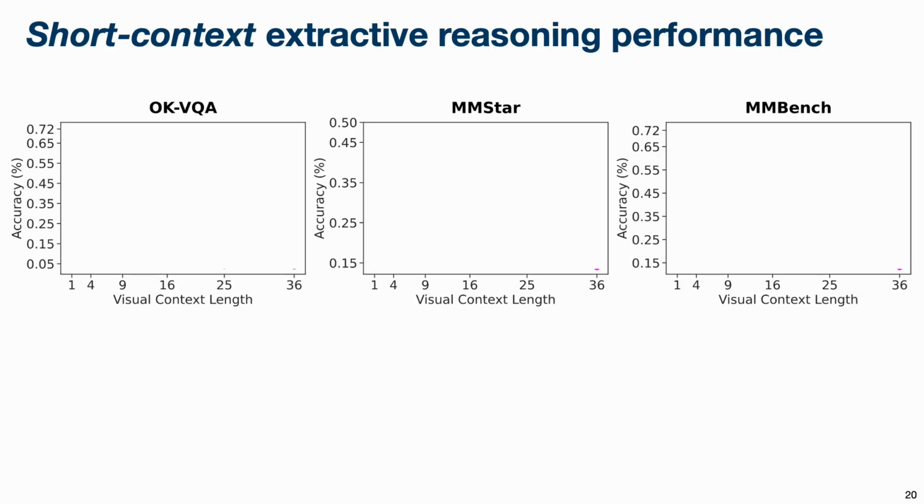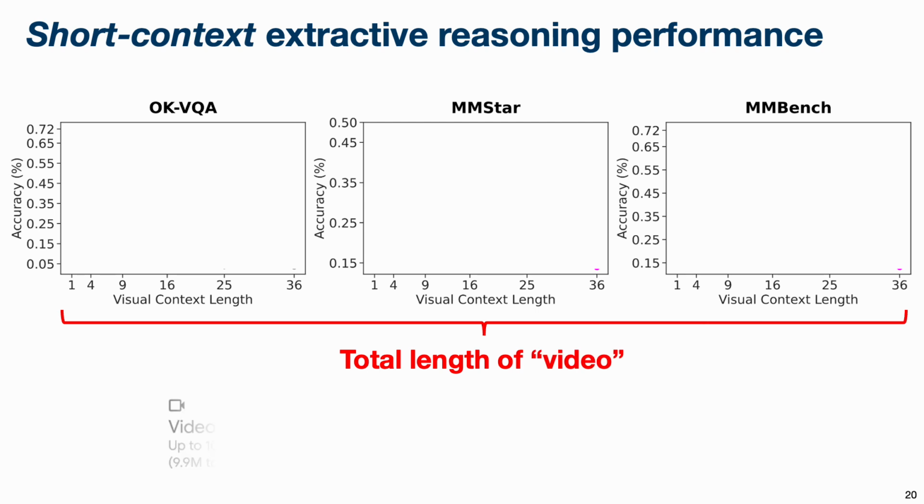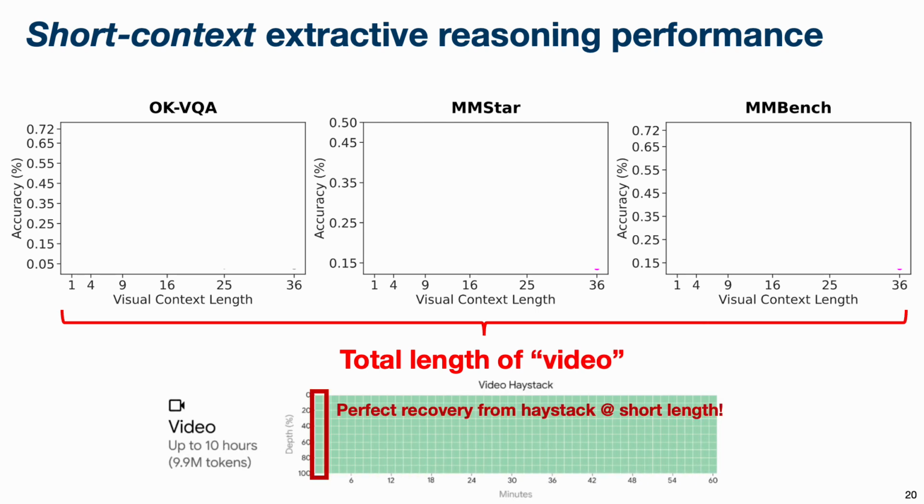This then allows us to produce these plots of short context extractive reasoning performance. Here, just like in these retrieval accuracy graphs, on the x-axis we have the total length of the video, in quotation marks here, that's being fed in. And on the y-axis we have accuracy as a percent, which you can think of as the vertical columns on the video haystack grid figure, compressed into a single number, just by taking the success rate over all the different positions.